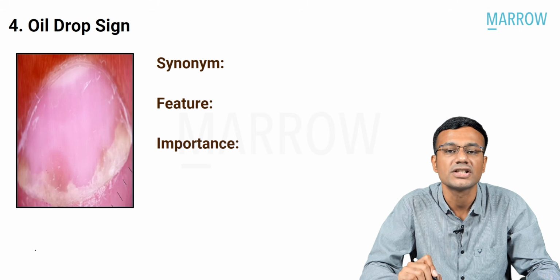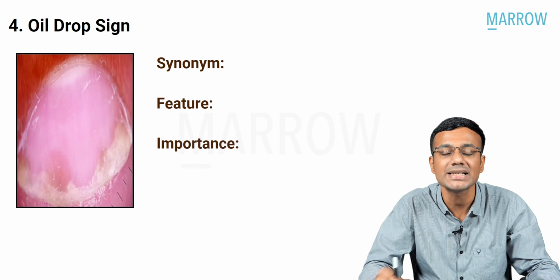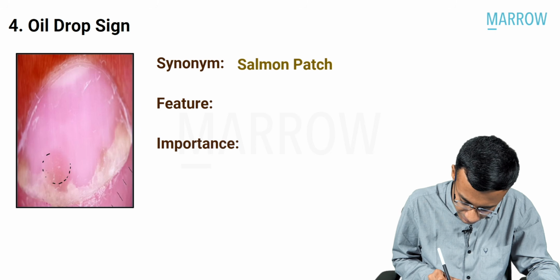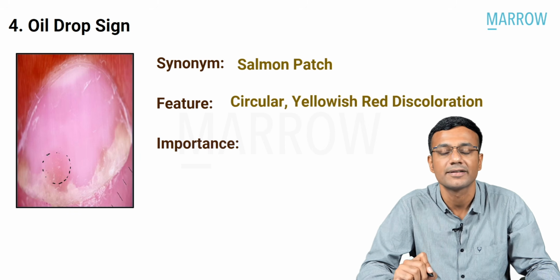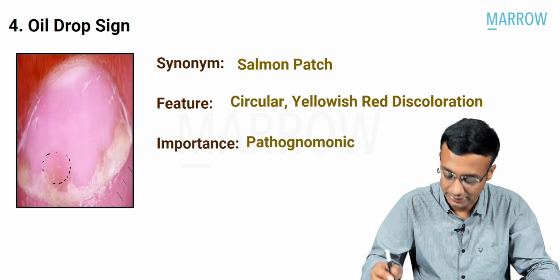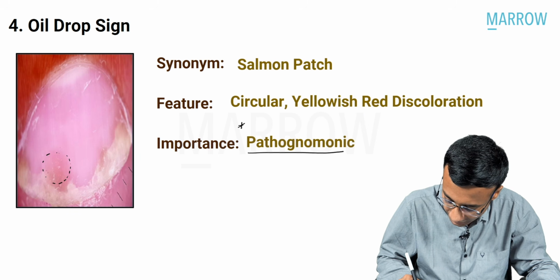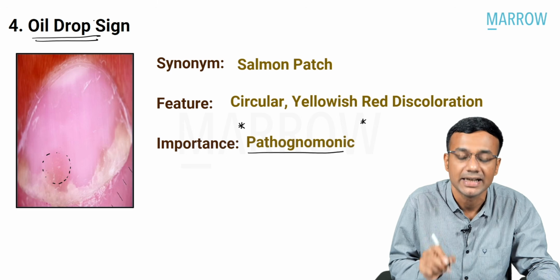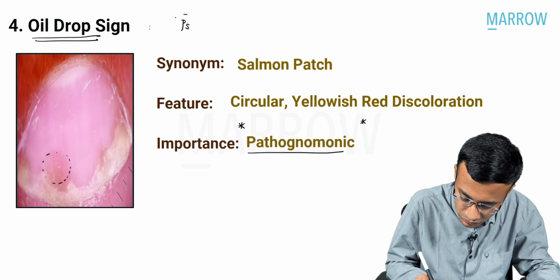The fourth important feature here is oil drop sign, also referred to as salmon patch. Now these patients are going to present with a yellowish red circular discoloration, and very important to remember that oil drop sign is pathognomonic of nail psoriasis. So if we have an MCQ with oil drop sign, it has to be nothing but psoriasis.